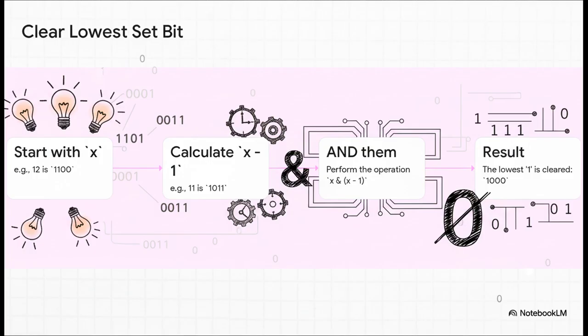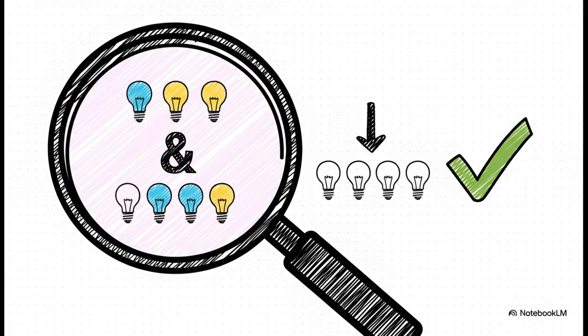Subtracting 1 flipped the lowest on light to off, and then it flipped all the lights to the right of it to on. So when you AND these two numbers, that flipping action guarantees that the lowest on light from the original number gets turned off. 1100 becomes 1000.